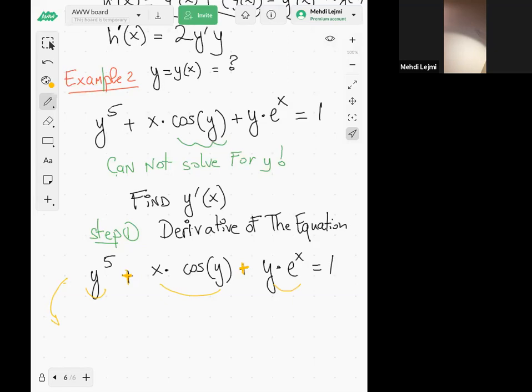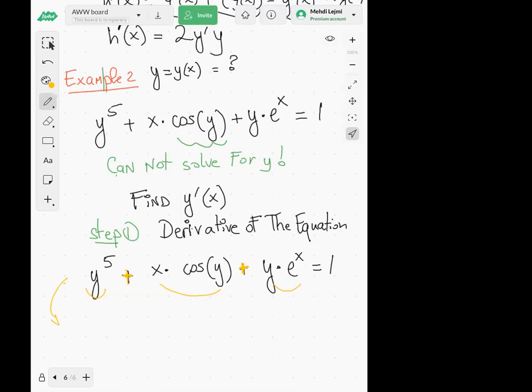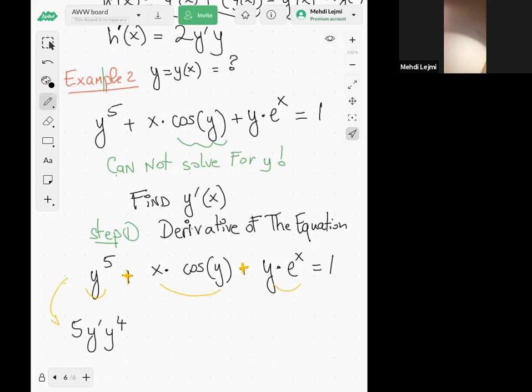Again, y is a function of x. So it's like a function f to the power 5. 5 times y prime times y to the power 4. Yes, Ibrahima, thank you. Absolutely. So it's 5y prime y to the power 4.